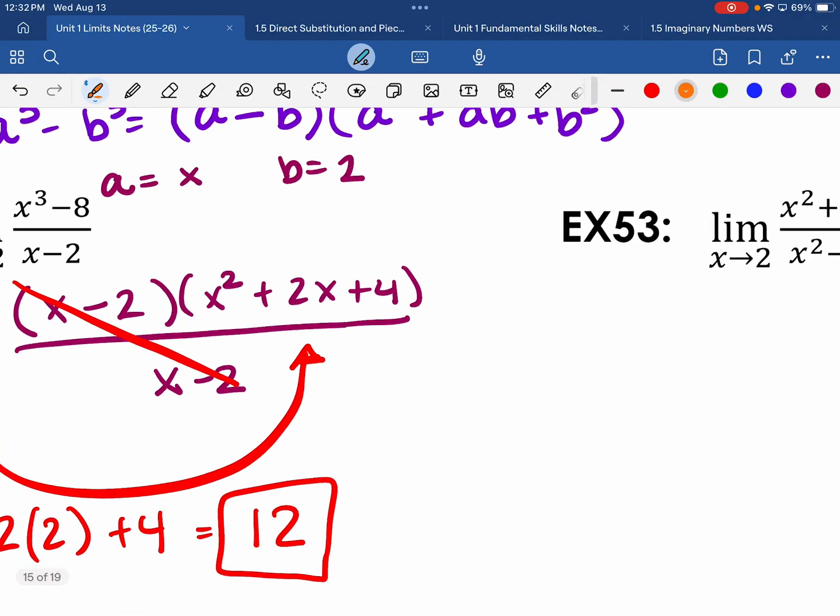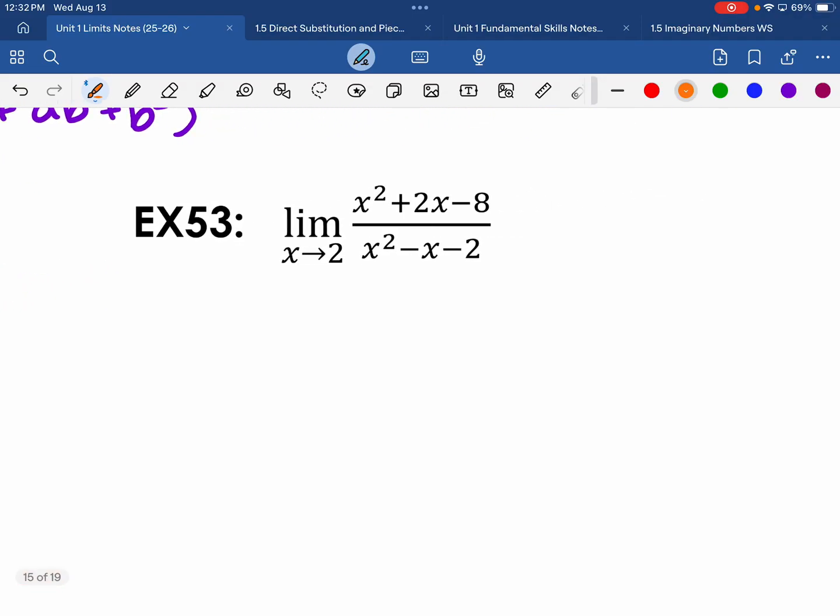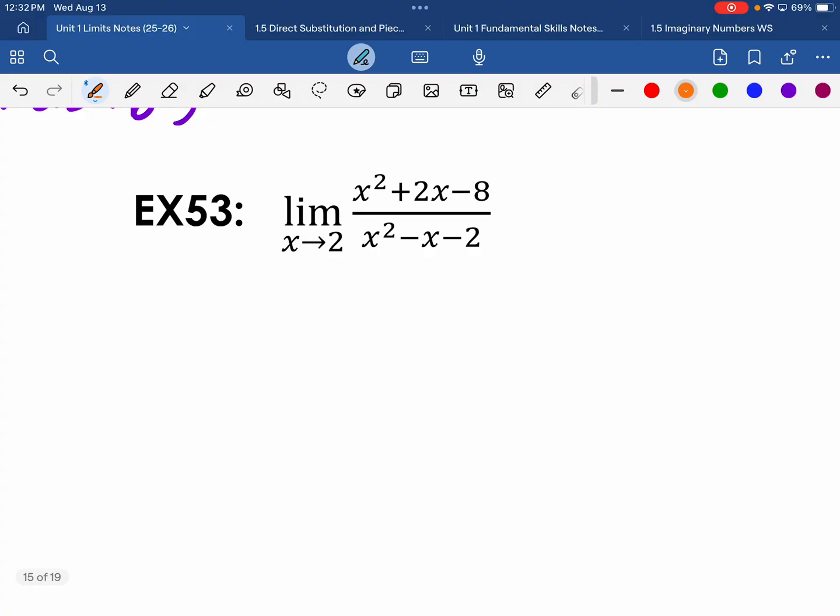All right, can I go over to 53? All right, 53 is your regular trinomials. When you plug in 2, you are still going to get 0 over 0. So it is the indeterminate form. And I'm going to factor.